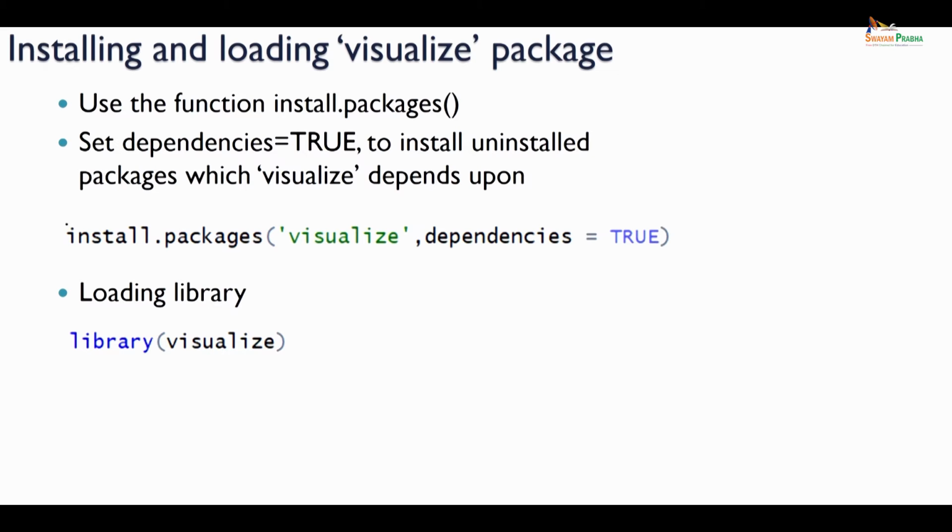You can use the install.packages command, and within single quotes, you can give the name of the package and set dependencies equal to true. The reason we set dependencies equal to true is because if the package is dependent on other packages which are not installed, then those will be installed as well. Once you install, we need to load the package. So, I am giving library followed by the package name. In this case, it is Visualize.